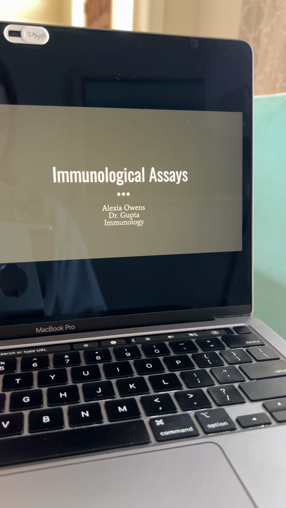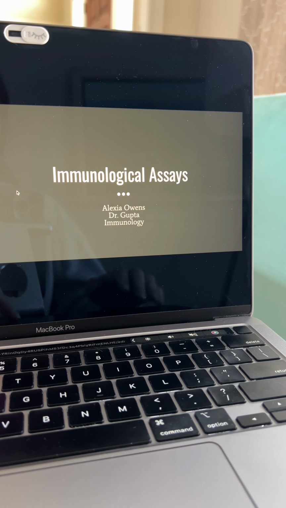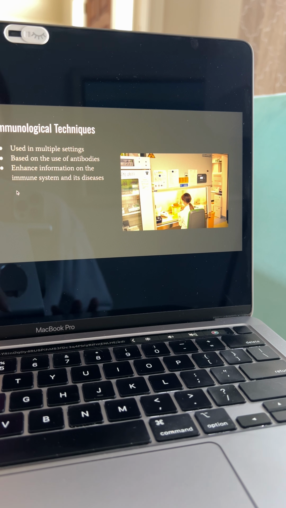This is my presentation on immunological assays and different lab techniques that are commonly used in immunology. So, immunological techniques are used in multiple settings, from laboratories to clinical settings. And many of these techniques are based on the use of antibodies because they can detect, purify, and quantify antigens.